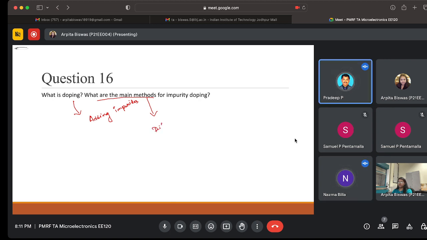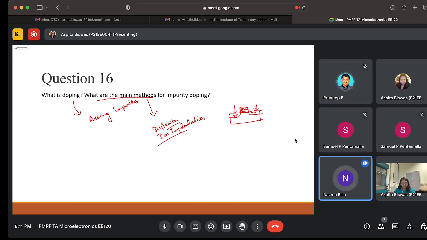Have you heard about the diffusion process? Diffusion and implantation. Yes, MOSFET, ma'am. You can see here there is an oxide layer and this is a metal layer. How will you grow the N plus region? In that case we have to use diffusion or ion implantation. Have you heard about ion implantation? And what is the meaning of diffusion? What happens in the diffusion process? We will fill the required region with the impurity atoms, madam.